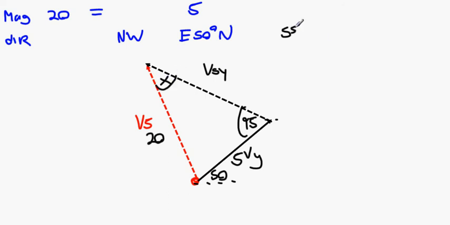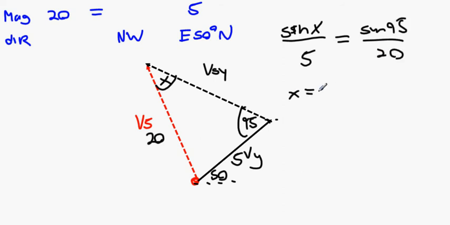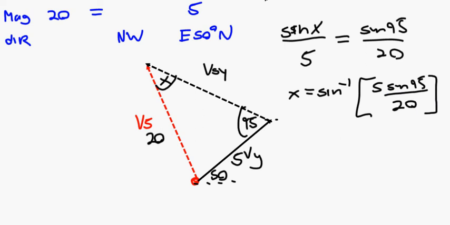So we say that sine x over 5 equals sine 95 over 20. X therefore is going to be sine inverse of 5 sine 95 all over 20. Basically when you cross multiply, the 5 ends up here, and then you're going to sine inverse it. So sine inverse of 5 sine 95 divided by 20, and we get 14.42.